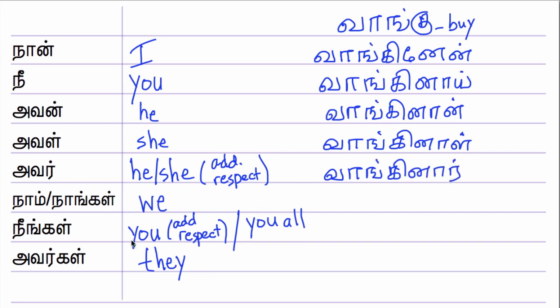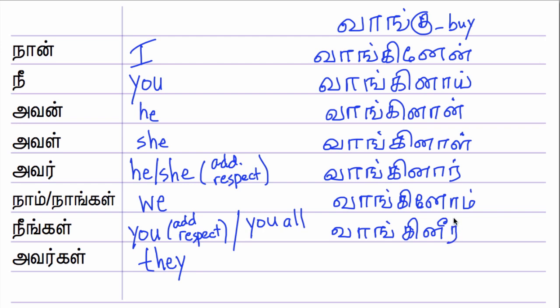Okay, now to the plural pronouns. Naam or nangal, for we bought, is vanginom. For neengal, you all bought, is vanginirgal. And for avargal, just look at avan, aval, avar: vanginan, vanginal, vanginar. The only difference between avar and avargal is the gal ending, the plural ending. And the only difference between avar vanginar and avargal vanginargal is the plural ending.